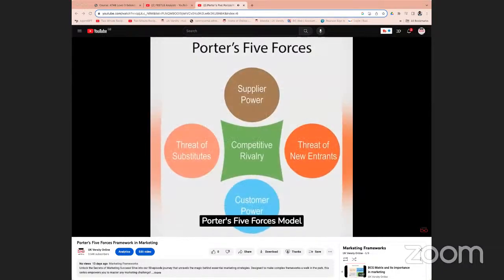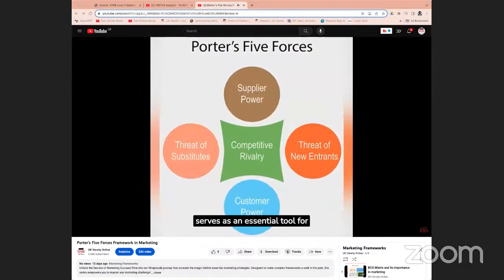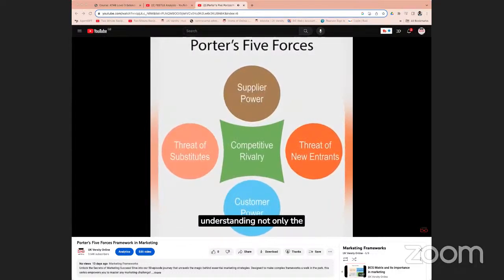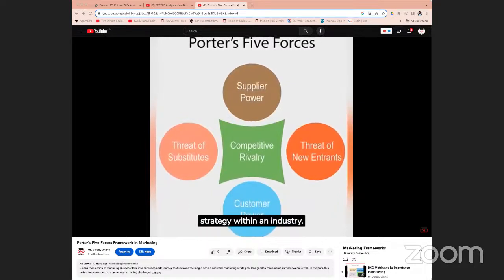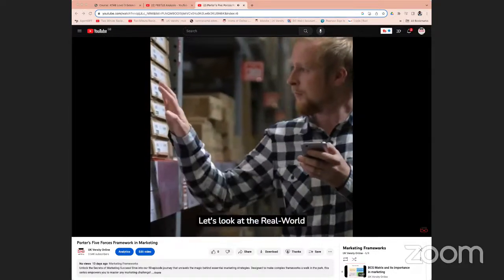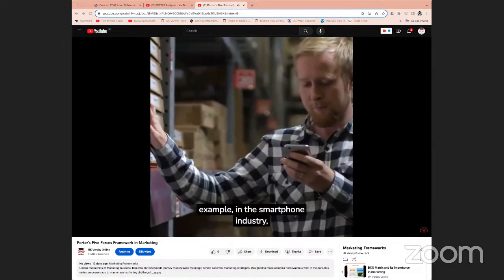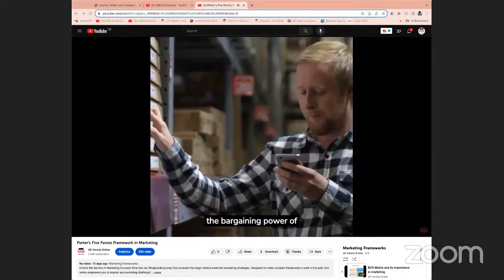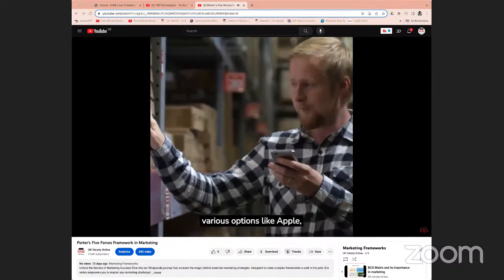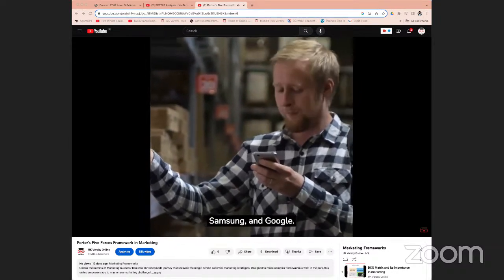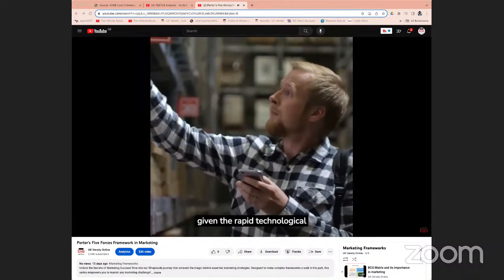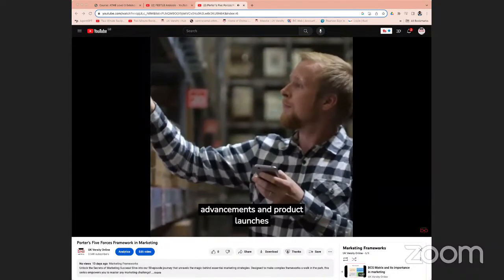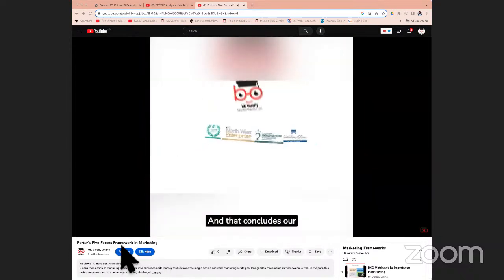Importance of the model. Porter's 5 forces model serves as an essential tool for understanding not only the competition, but also the dynamics affecting profitability and strategy within an industry. Let's look at the real-world example. For example, in the smartphone industry, the bargaining power of buyers is high because consumers have various options like Apple, Samsung, and Google. Meanwhile, competitive rivalry is intense, given the rapid technological advancements and product launches. And that concludes our analysis of Porter's 5 forces model.